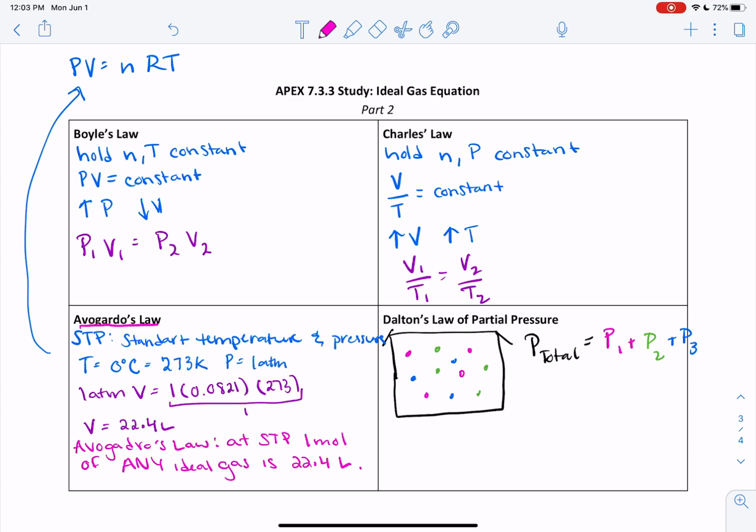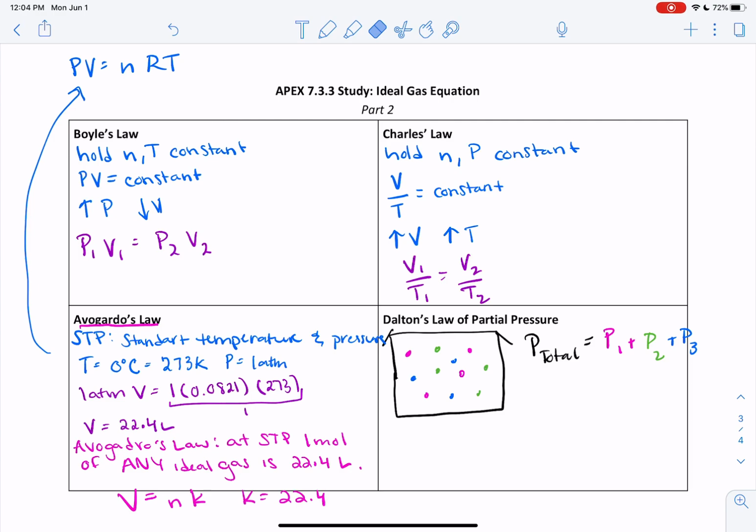Okay, and another way of writing this is to say that the volume is equal to N, our number of moles, times K, where K is that 22.4. So if 1 mole of an ideal gas at STP is 22.4 liters, this says that 2 moles would be 2 times 22.4 liters, 3 moles would be 3 times 22.4 liters, and so on. Okay? So these 4 different equations and 4 new laws are just results of the ideal gas equation.